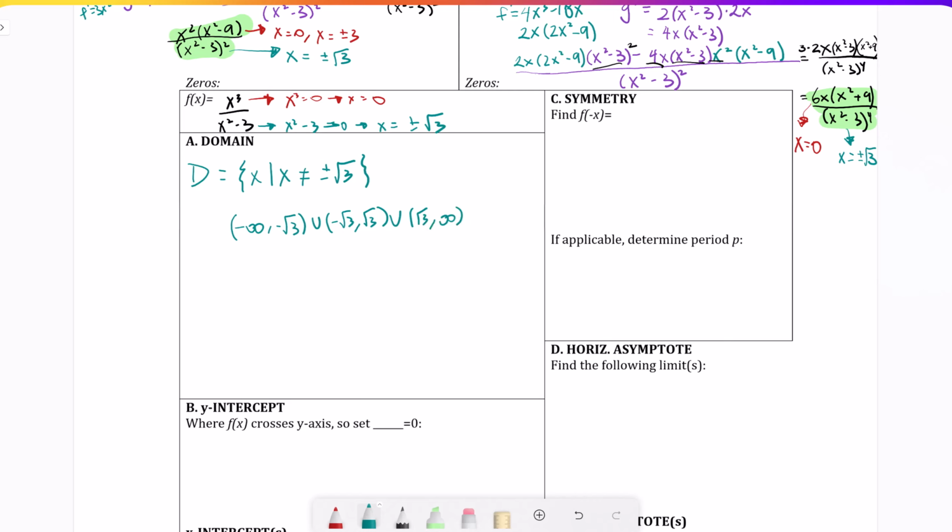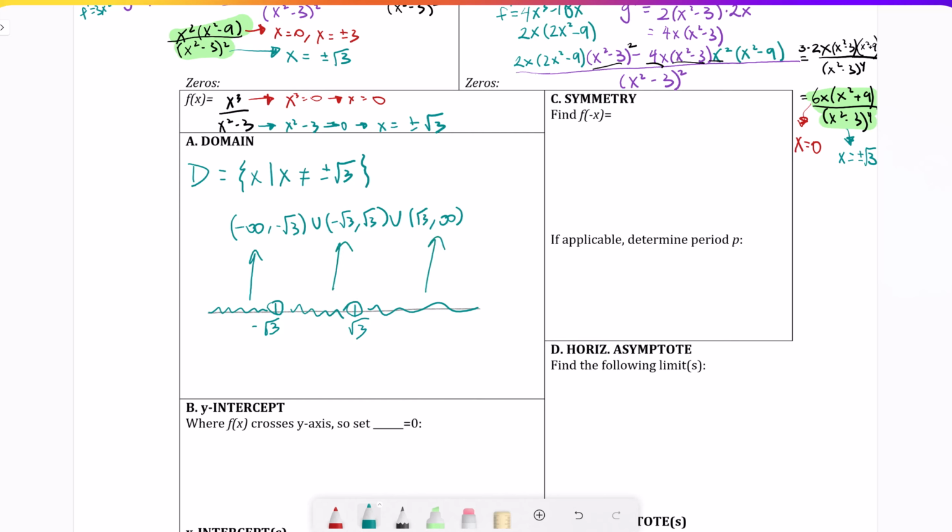So when we're looking at the entire number line, we cut it at 2 spots, right there and right there. And so those are the places we have gaps. Everywhere else is part of the domain. 1, 2, 3 pieces. 2 cuts, 3 pieces.